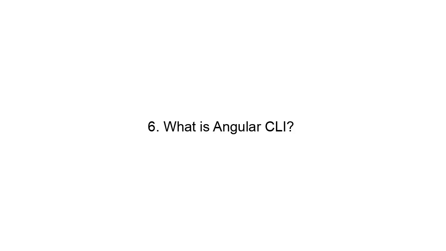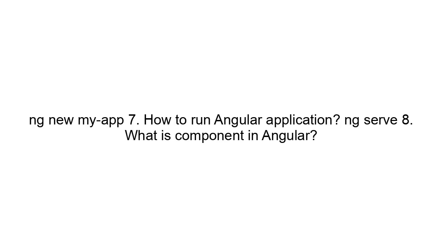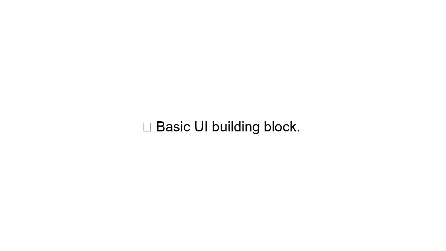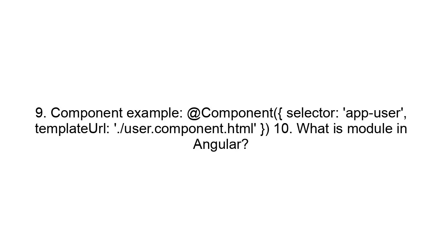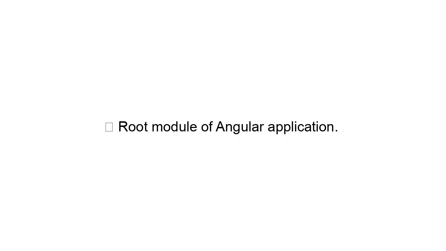6. What is Angular CLI? Command line tool for Angular development. Example: ng new my-app. 7. How to run Angular application? ng serve. 8. What is component in Angular? Basic UI building block. 9. Component example: @Component, selector: 'app-user', templateUrl: './user.component.html'. 10. What is module in Angular? Groups related components and services. 11. What is app module? Root module of Angular application.